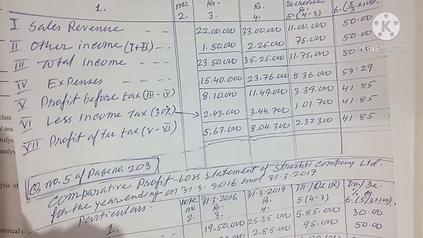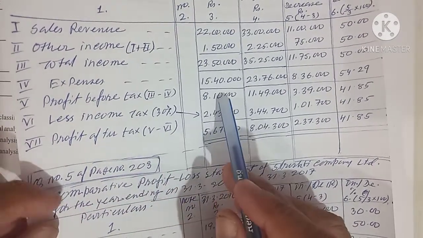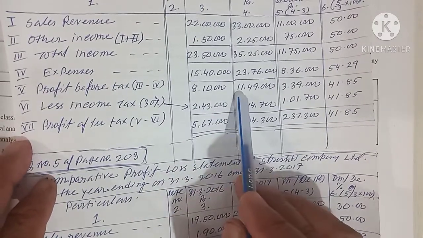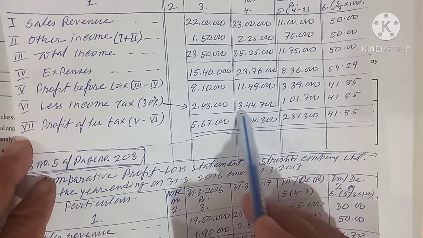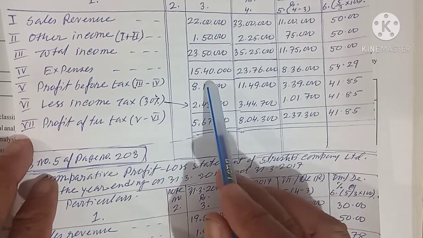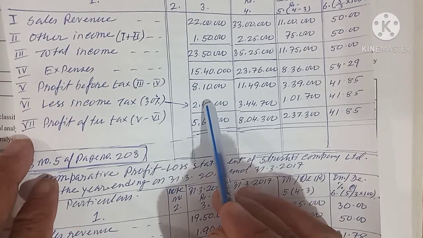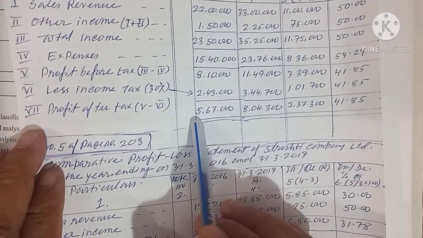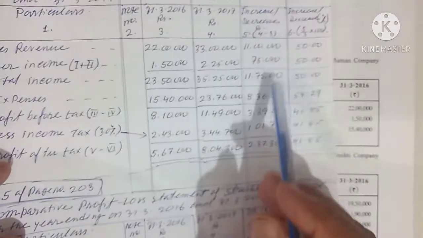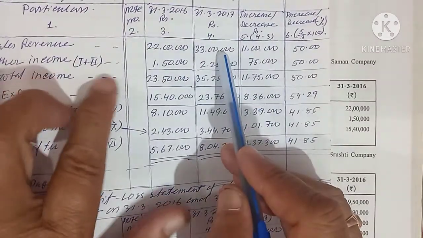Now 30% of 8 lakh 10, if you calculate you will get 2 lakh 43,000, and 30% of 11 lakh 49,000 you will get 3 lakh 44,700. If you deduct this tax from profit before tax, you will get profit after tax, that is 5 lakh 67,000 and 8 lakh 4,300. This, you know that I already told you.